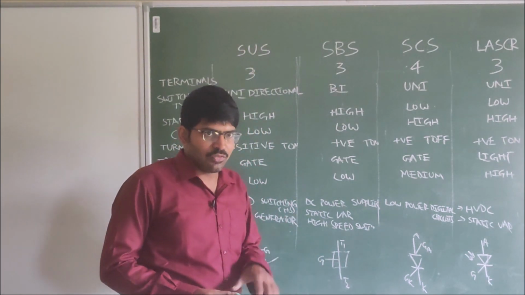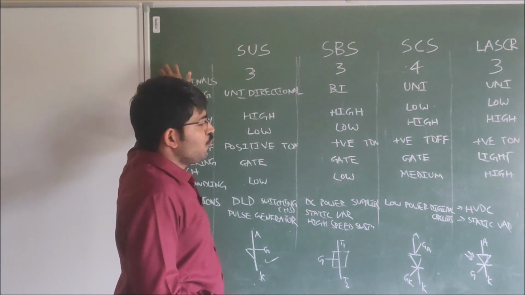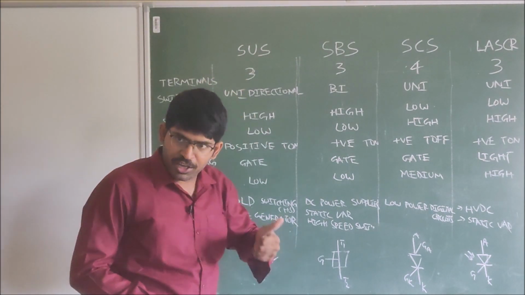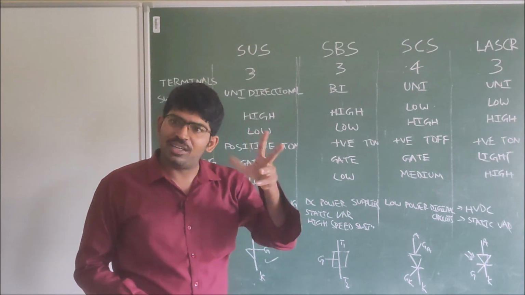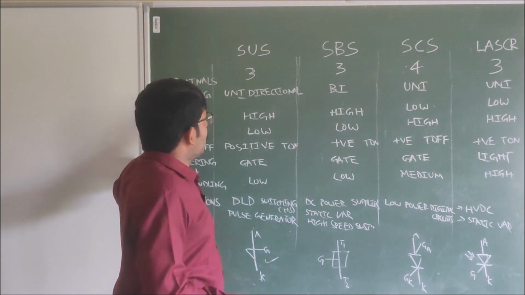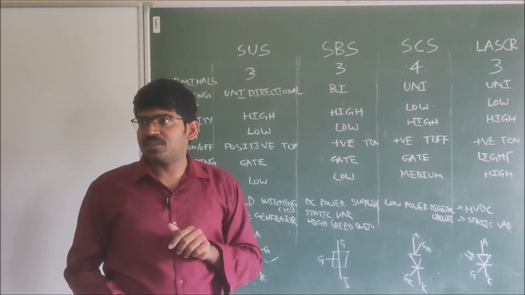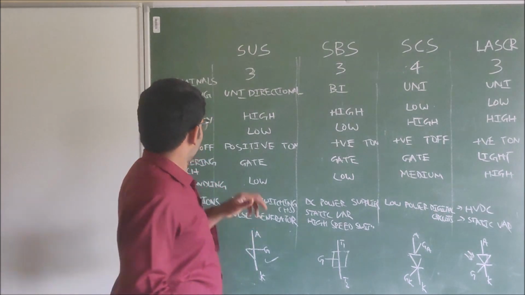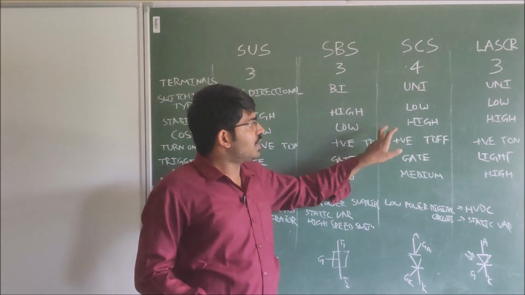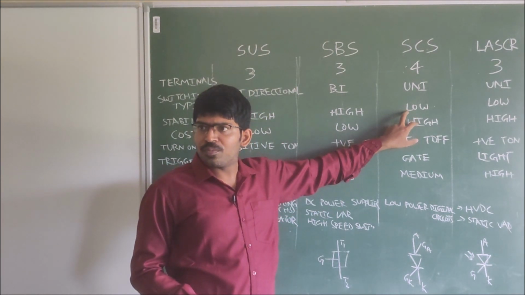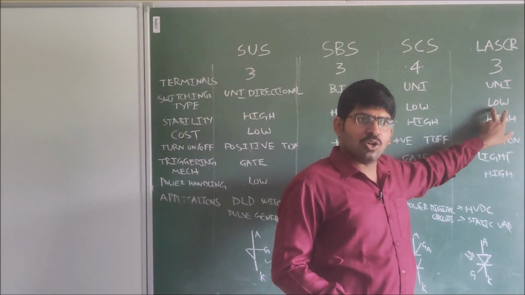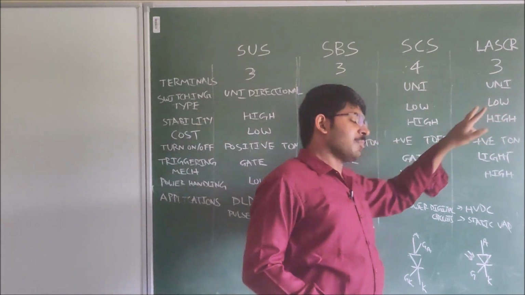Okay, once again we are revising. Now tell which device is having 4 terminals. Why? 2 gates. Remaining all have? Now which is bidirectional device? Very good. Why the stability of SCS is low? Very good. LASCR is low. Very good.